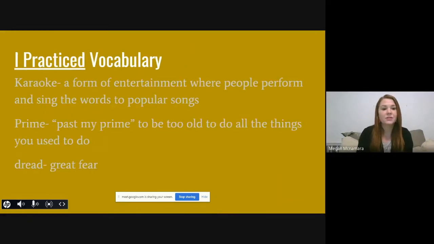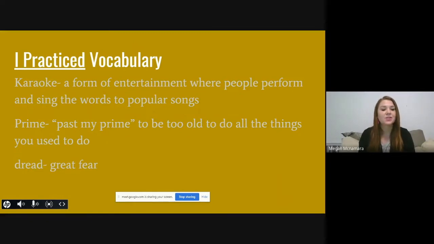All right, so let's go over some vocabulary words that are in our poem today. And again, the name of our poem is I Practice. Our first word for today is karaoke. Karaoke is a form of entertainment where people perform and sing the words to popular songs. I think you all know what karaoke is, or at least have seen it before. The next word is prime, and they use the word prime in the phrase past my prime, which means to be too old to do the things you used to be.